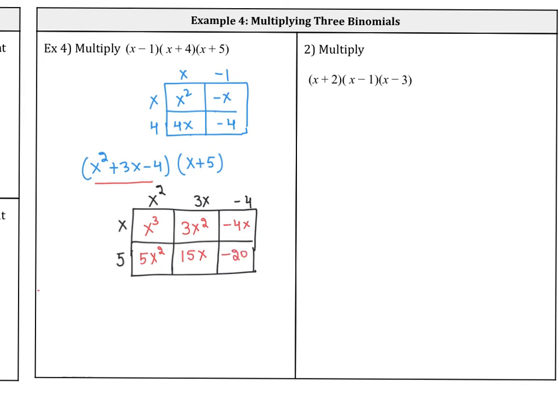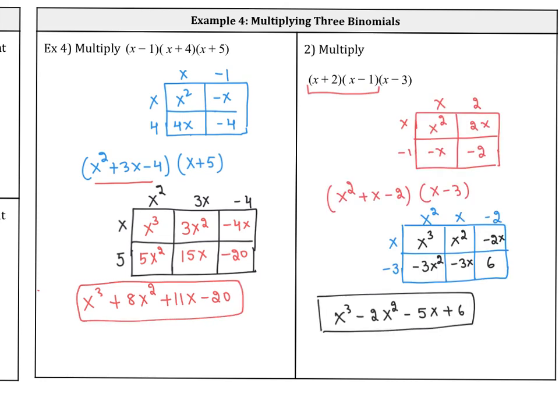Now combine the like terms. So here I'm going to get x cubed. Combining these two, you're going to get plus 8x squared. 15x minus 4x would be 11x, minus 20.